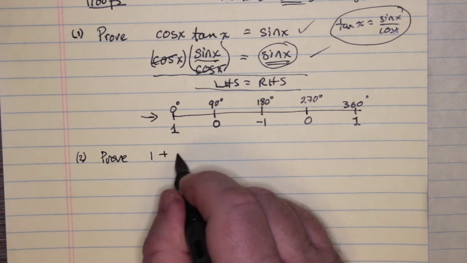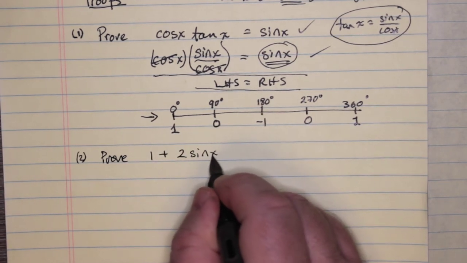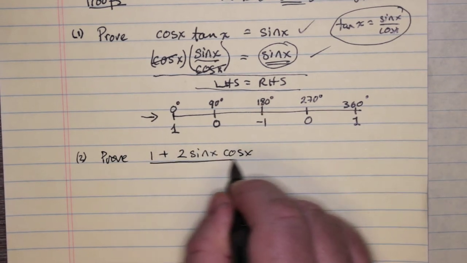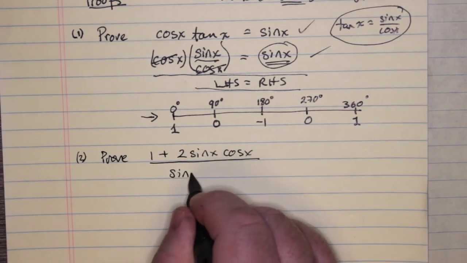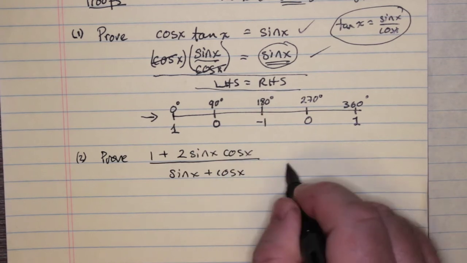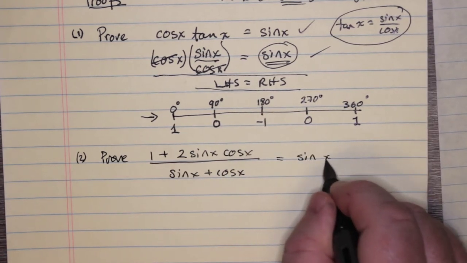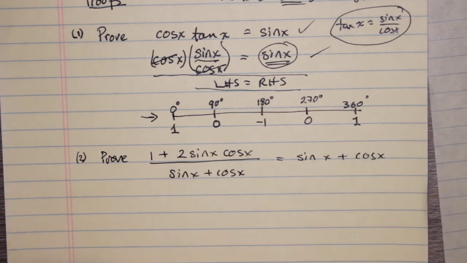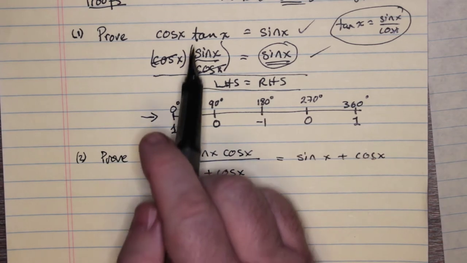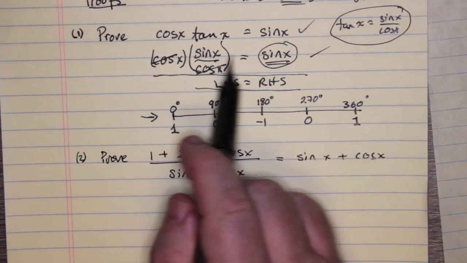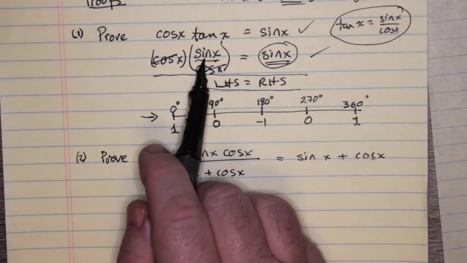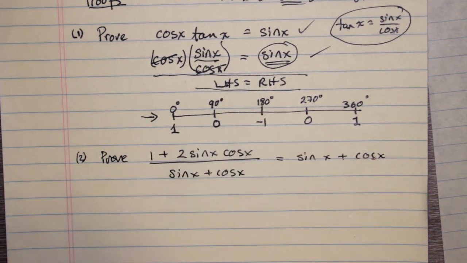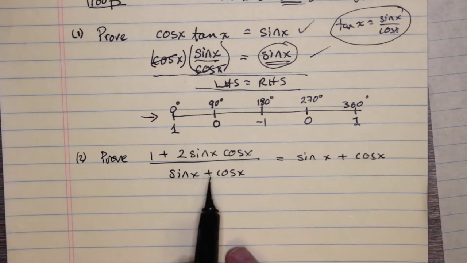Prove: 1 plus 2 sine x cos x over sine x plus cos x equals sine x plus cos x. Okay, prove that. And remember I said pick only one side and work on the one side, just like I did up here. I picked this side, I stuck with it, I got my sine, and it's equal, right? Made the right-hand side look like the left-hand side. That's the strategy.